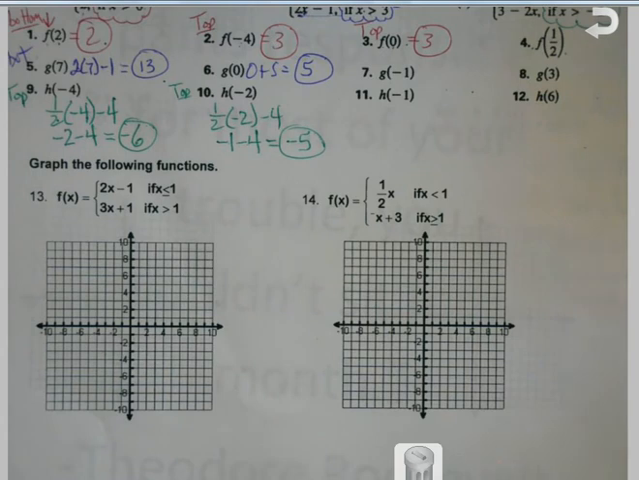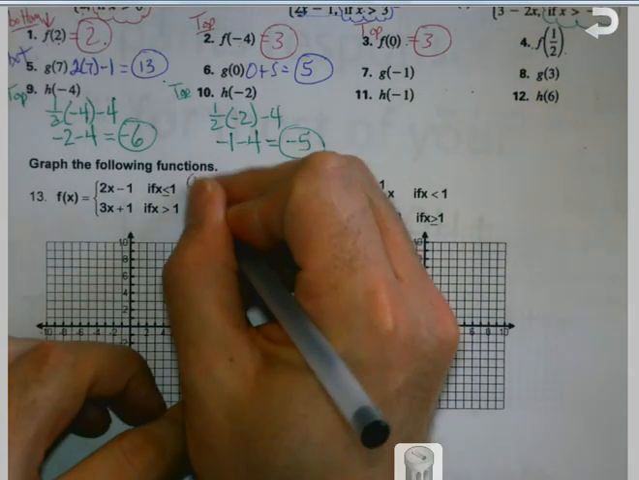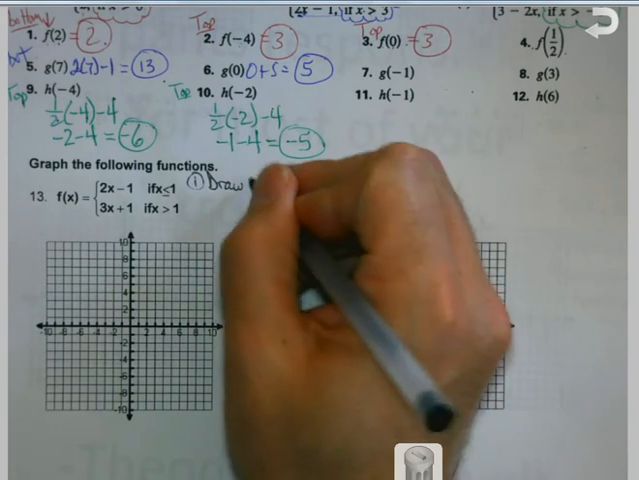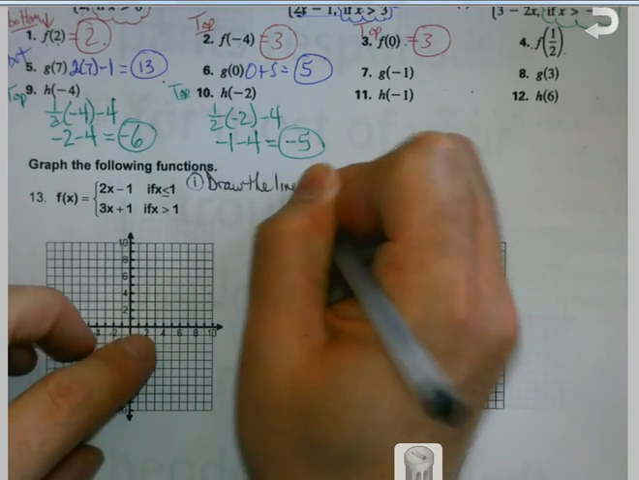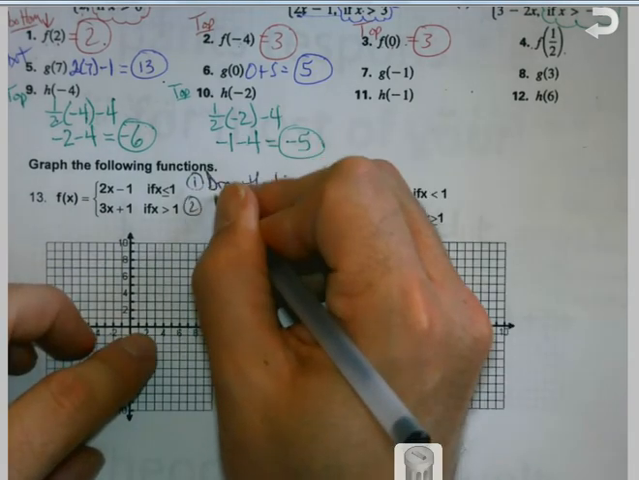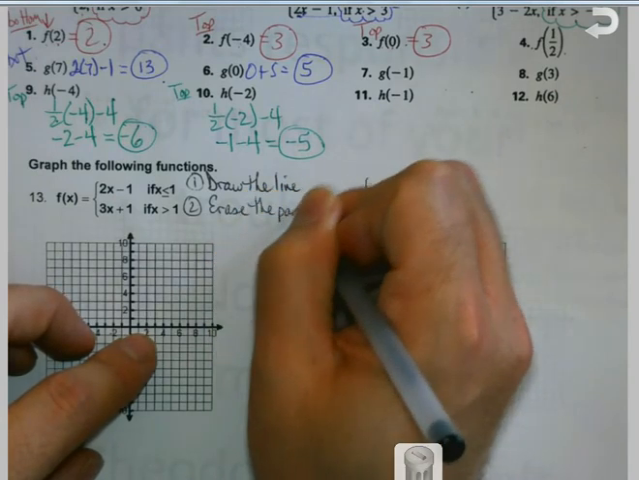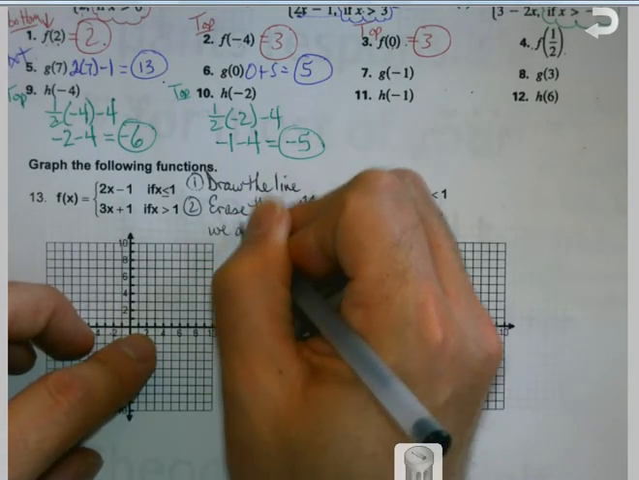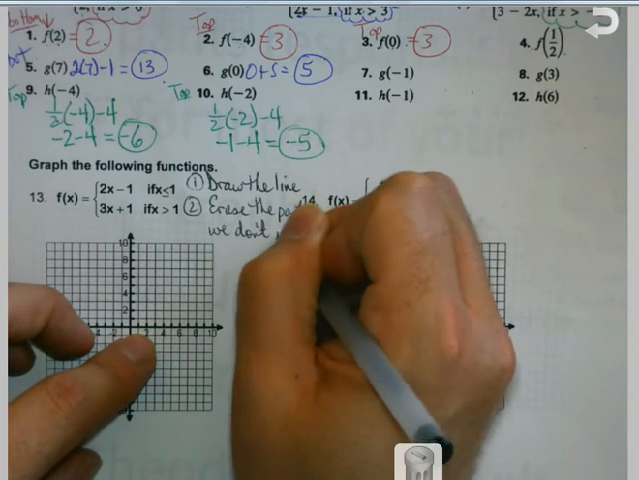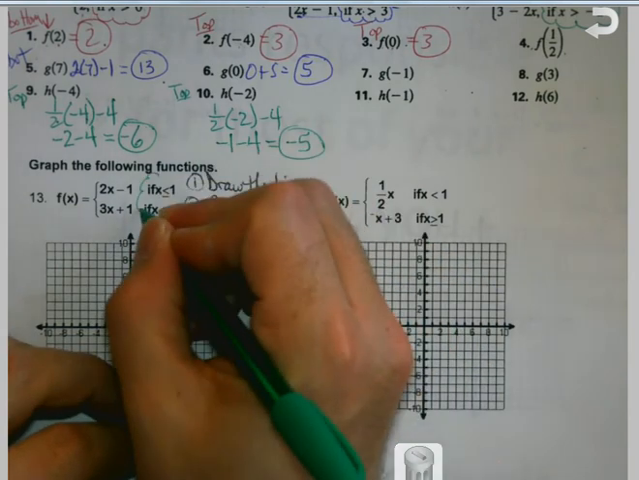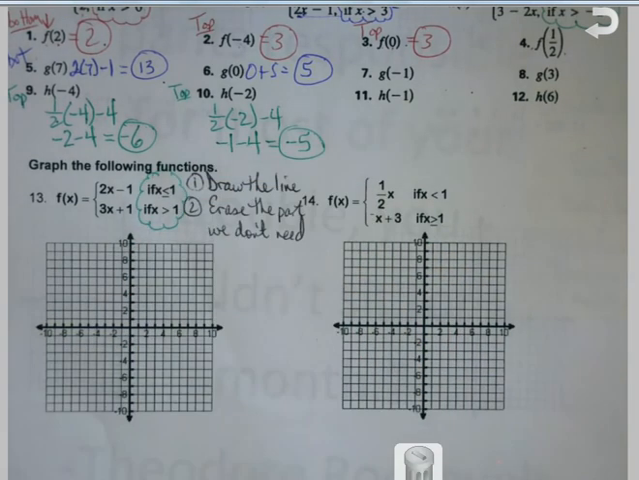So here's how we're going to do this. First we're going to draw the line. Then we are going to erase the part we don't need. Wait a minute, part we don't need? Right, because that little if thing that we keep talking about, this right here, that's the part that I'm talking about. So here's how this works.